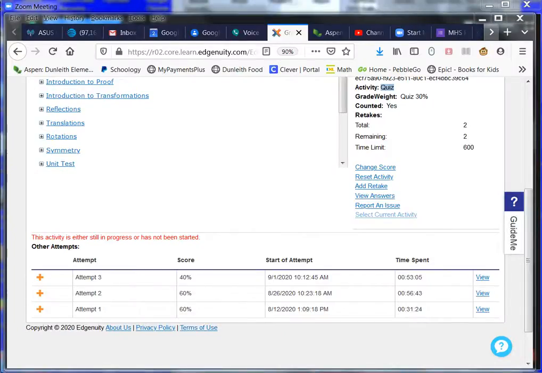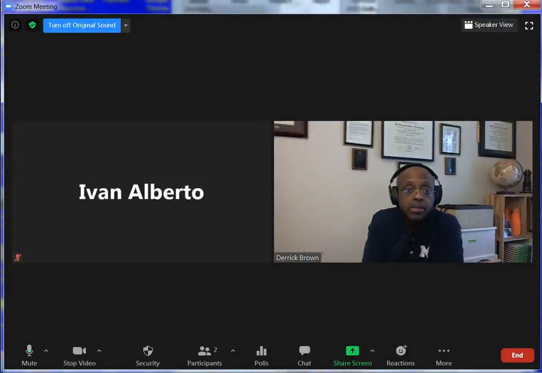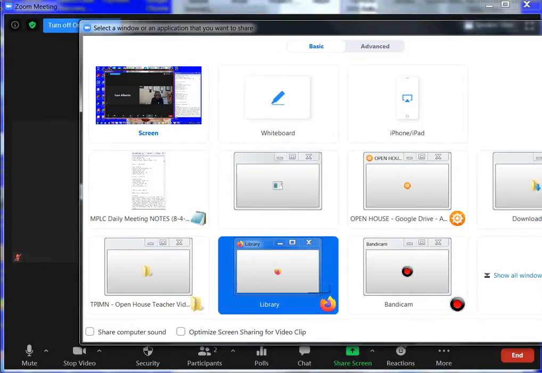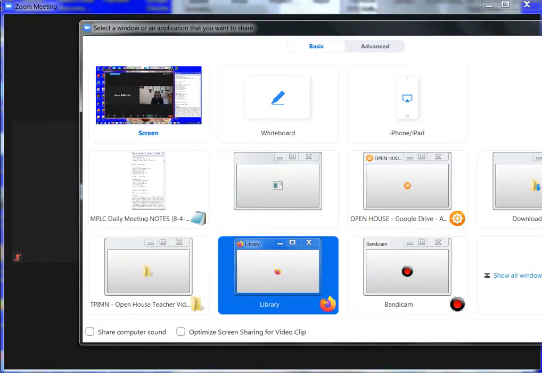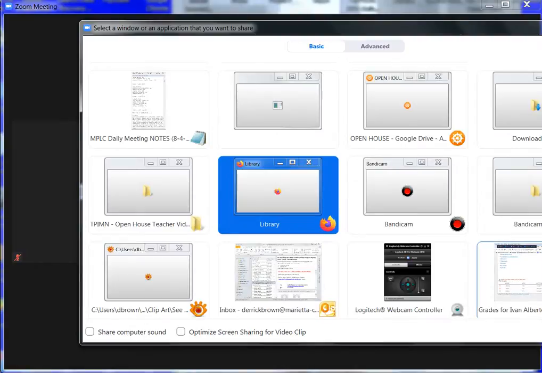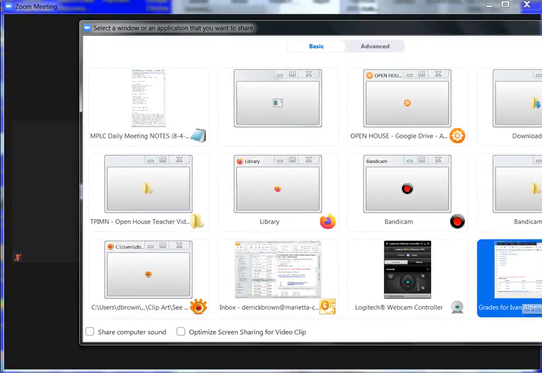Give me 1 second. Let me make sure I don't have too many windows open here. Yeah, so share the screen and then share the browser. No, not that window, sir. Gotta share the right window. Share that window. Yes.